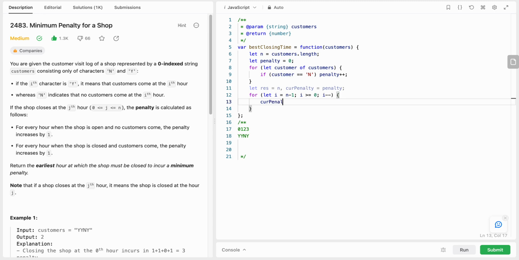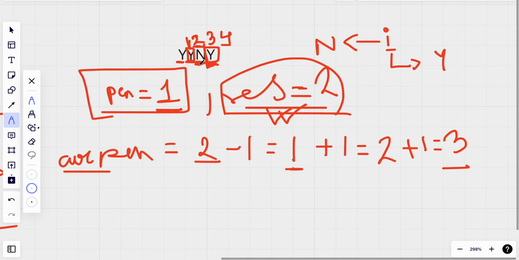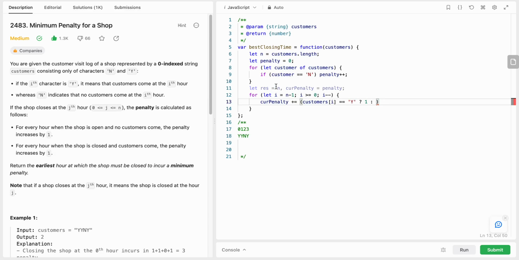So current penalty plus equals 1 if customers at this index is y. If not, if at the given index it is n, then we are going to reduce the number of n's, because n's do not contribute to the penalty, but we were initially adding the total number of n's over here. So if there is n, then we have to reduce that n.